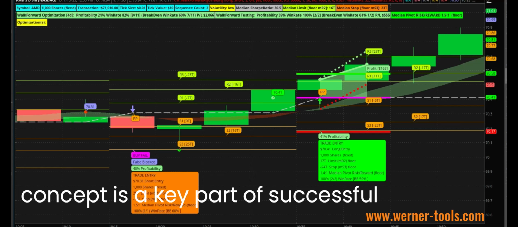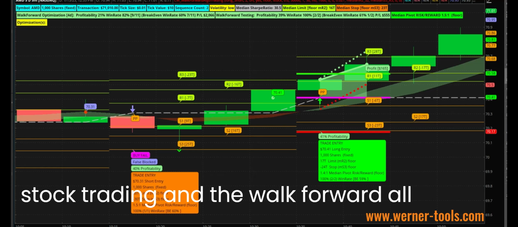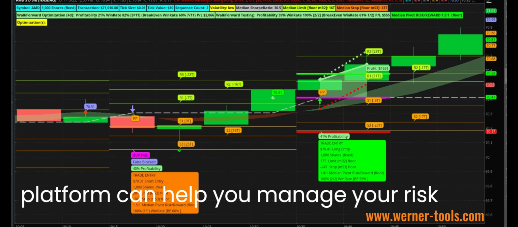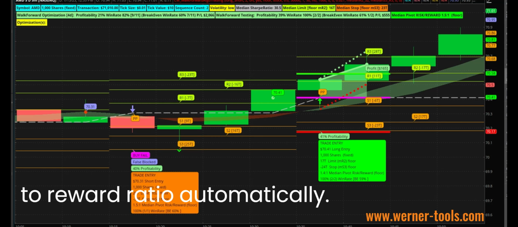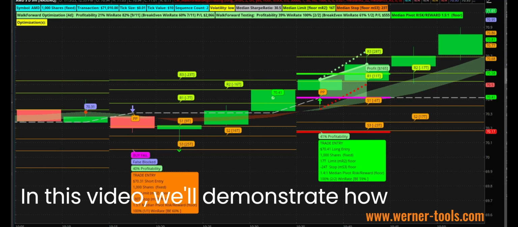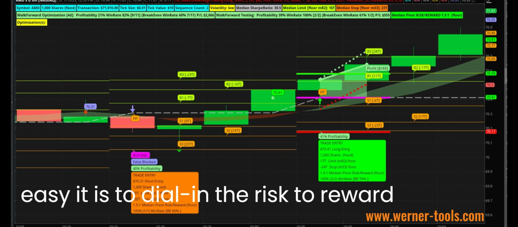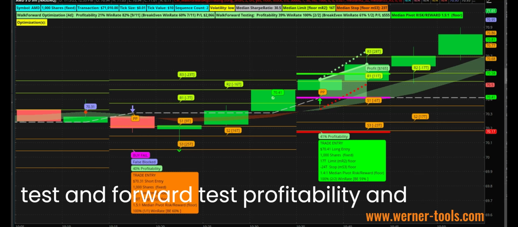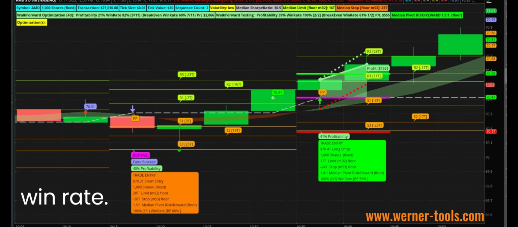This concept is a key part of successful stock trading, and the Walk Forward Algo Trading program for the thinkorswim platform can help you manage your risk-to-reward ratio automatically. In this video, we'll demonstrate how easy it is to dial in the risk-to-reward ratio and immediately determine the backtest and forward test profitability and win rate.